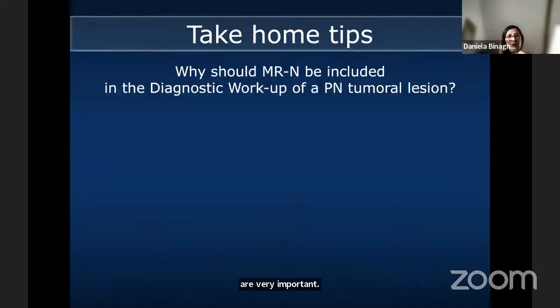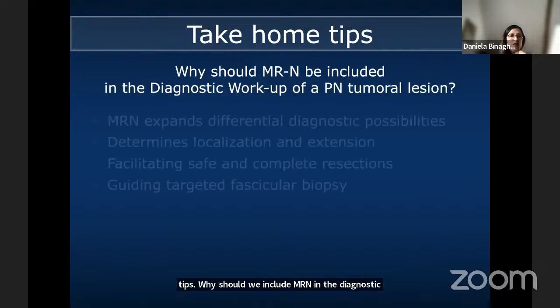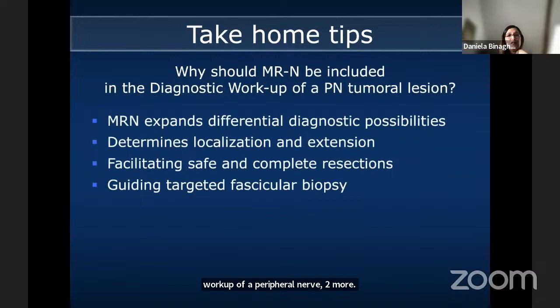So, take-home tips. Why should we include MRN in the diagnostic workup of a peripheral nerve tumor? First, because it expands differential diagnostic possibilities. It can be something inflammatory, it can be a real peripheral nerve tumor. It also determines the localization and extension of the lesion, facilitating in this way a safe and complete resection.